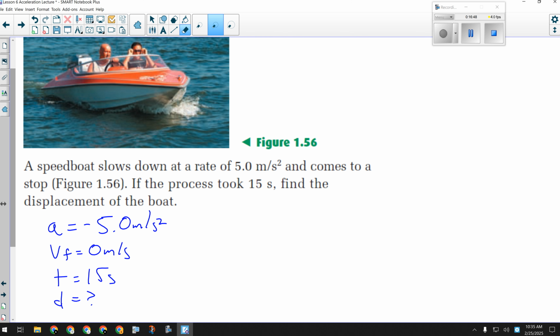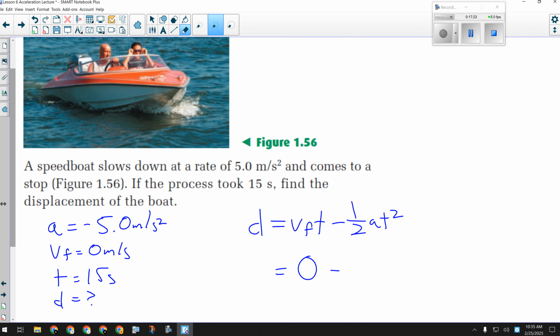Are we using the other formula that kind of looked like the last one? The first one used VI times T, this one's going to use VF times T. So we're going to be using this formula here: VF times T minus 1/2 AT squared. Since VF was 0, what's VF times T? 0. So really what I can write here for the next part is 0 minus. Why don't I just cancel it off?